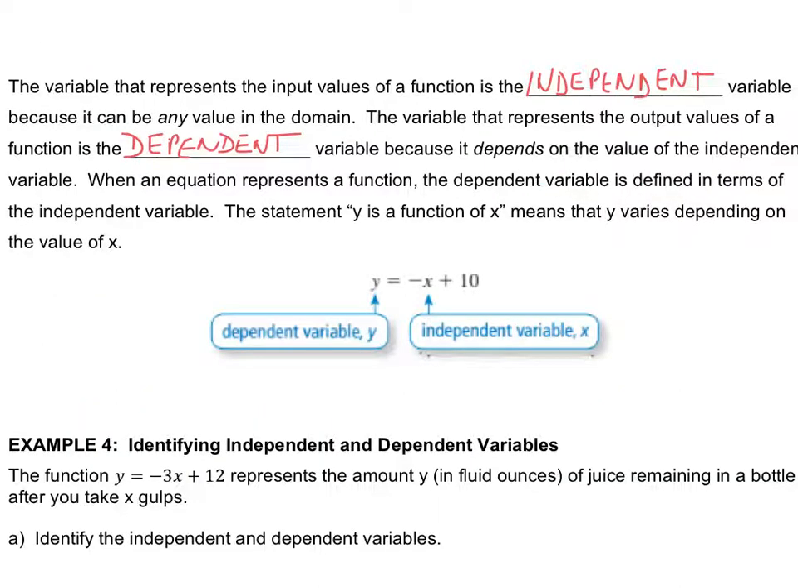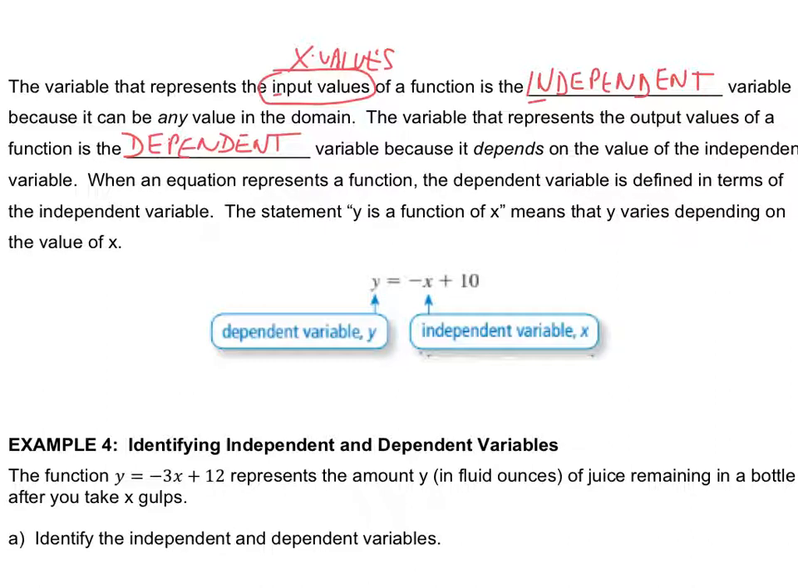Then we have two more vocabulary words to talk about. We have the variable that represents the input values, which are my x values, which are also the domain. They are the independent variable. So x, or inputs, think "in" is independent, because they are very independent. They can be any value in the domain.